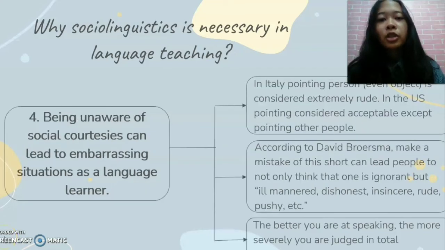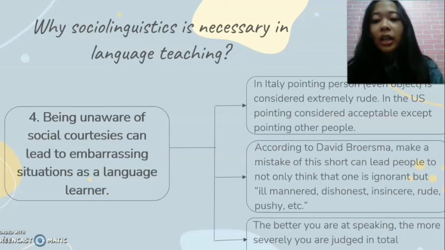The last point on why sociolinguistics is important in language teaching is that being unaware of the social characteristics or aspects of sociolinguistics can lead to embarrassing situations as a language learner. As an example, in Italy, pointing at a person, even pointing at an object, is considered extremely rude, while in the US, pointing is considered acceptable except pointing at other people. So when an American learns Italian and points during communication, it will be considered rude and aggressive and not a very good way to make a friend.